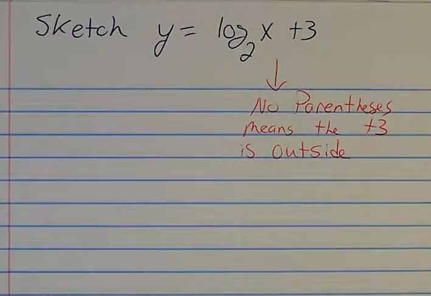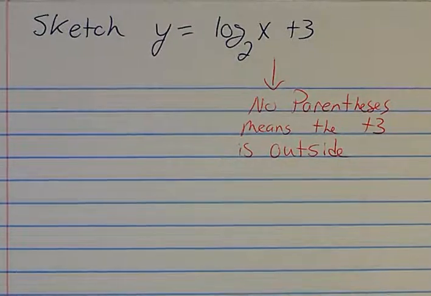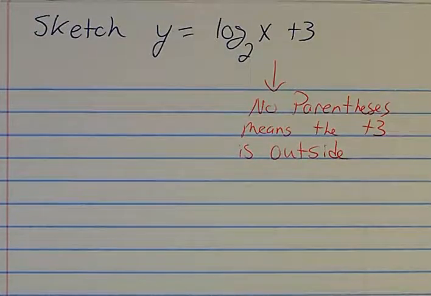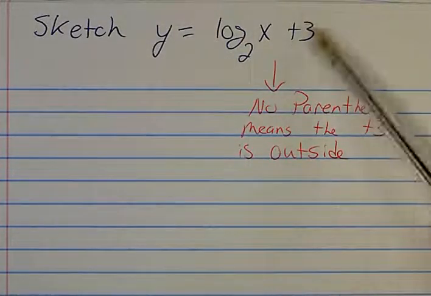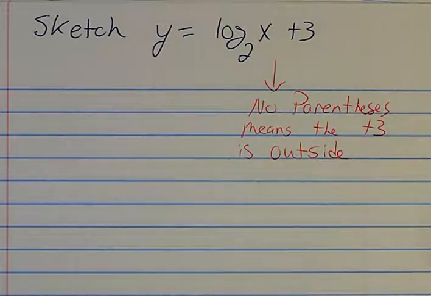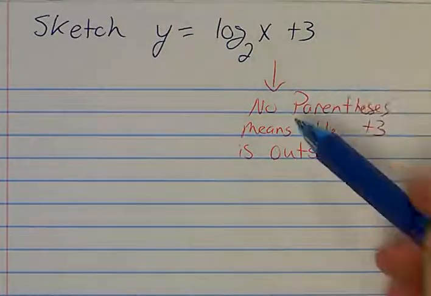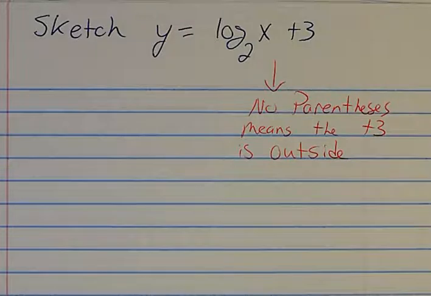Kind of like, can you leave the keys to your car inside your car if you don't have a car? No, if you don't have a car, there's nothing you can leave on the inside. So if you leave anything, it's got to be outside the car because you don't have a car. There's nothing that you have that's inside. So if they don't give you parentheses, that number has to be on the outside. If that's on the outside, that means we're going to move this thing 3 spaces up.